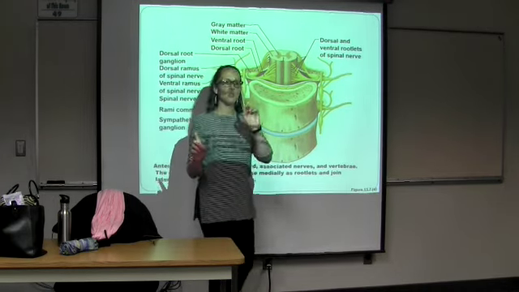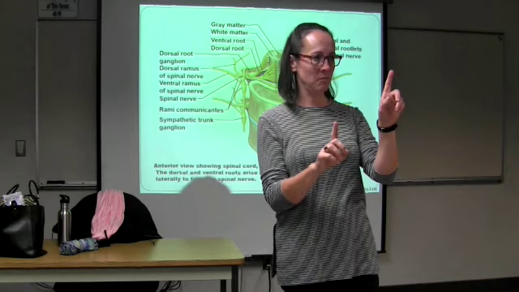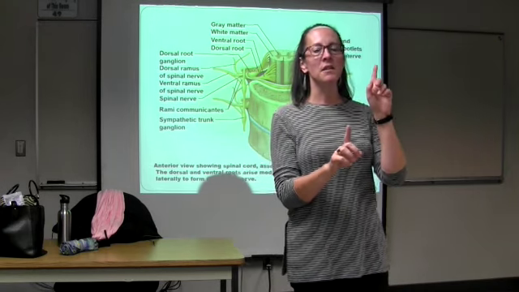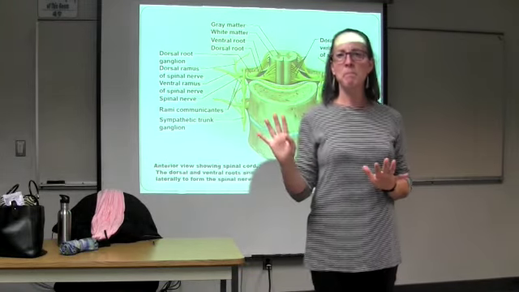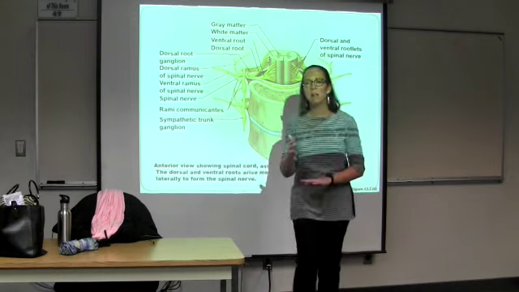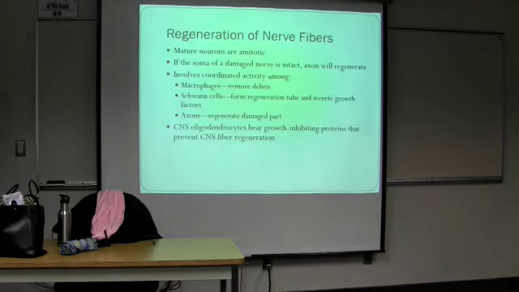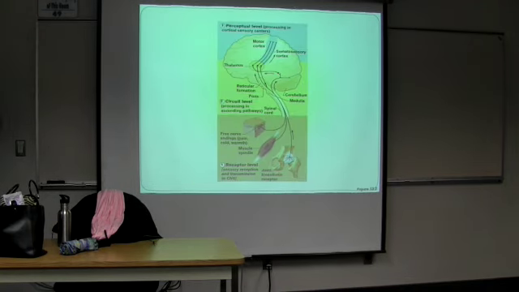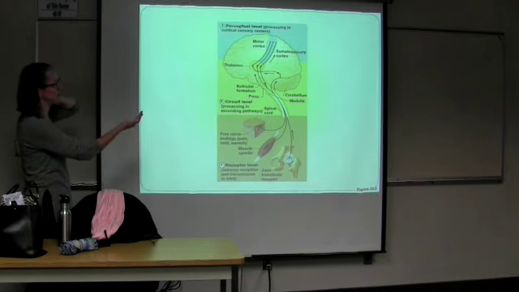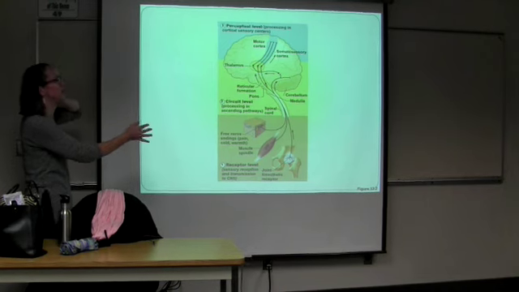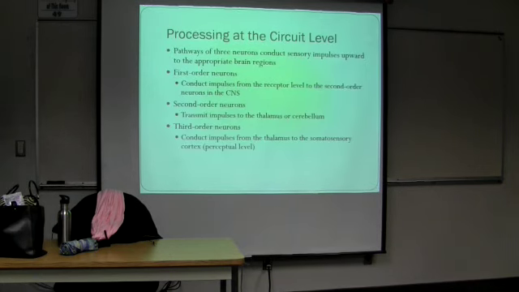Okay, so body to dorsal root ganglion to thalamus. Are you with me? And then thalamus to brain. Did I lose you there? Okay, body to dorsal root ganglion to thalamus, thalamus to brain. So I don't like this picture because it's bypassing the dorsal root ganglion. I know you guys are like, what is she talking about? But trust me on this one. Don't worry about that picture, okay? We're gonna go with this.